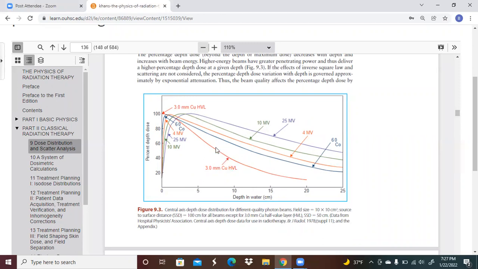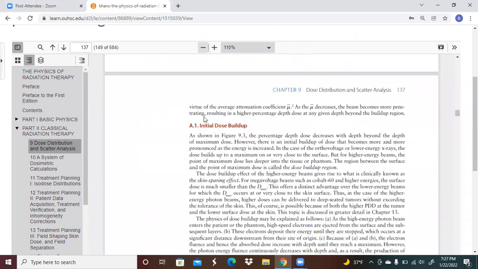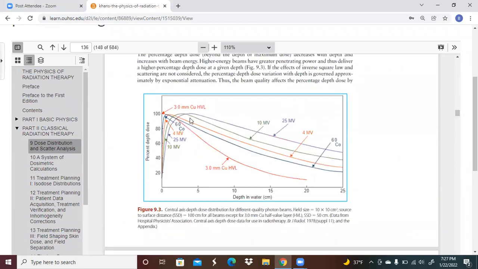So the beam quality affects the percentage depth dose by virtue of the average attenuation coefficient. As that decreases, the beam becomes more penetrating, resulting in a higher PDD at any given depth beyond the buildup region. We'll get to the buildup region here in just a minute.